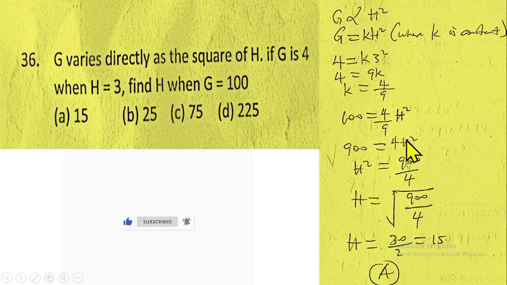So we can cross multiply here. We have 900 equals 4h squared. We can divide both sides by 4. That will give us h squared equals 900 over 4. Then you can now take the square root of both sides. What's the square root of 900? That should be 30. The square root of 4 is 2. So you have 30 over 2, and that should give us 15. So option A is the correct option for question number 36.